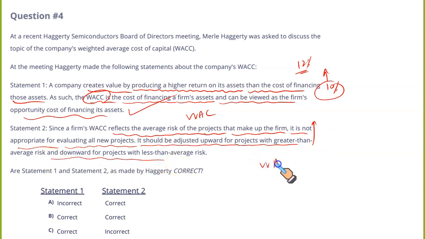Let's say our weighted average cost of capital is 10%. If you take on a new project that is risky, the discount rate used for evaluating that project should be higher than 10, let's say 13%. Any project that has less risk than the current company's operations should be discounted at a lower rate, let's say maybe 7% or 8%. It is correct too. Both of these statements are correct, so that makes B the correct option.